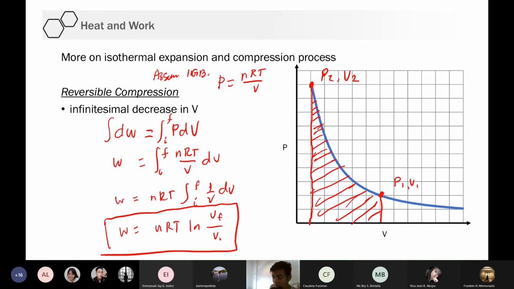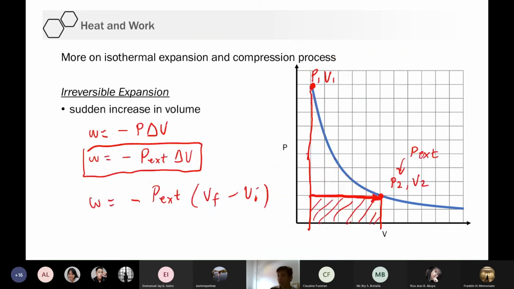This time positive nga lang. Okay? So those are the equations. Okay? So for irreversible expansion, negative P external times Vf minus Vi, negative P delta V, final minus initial.